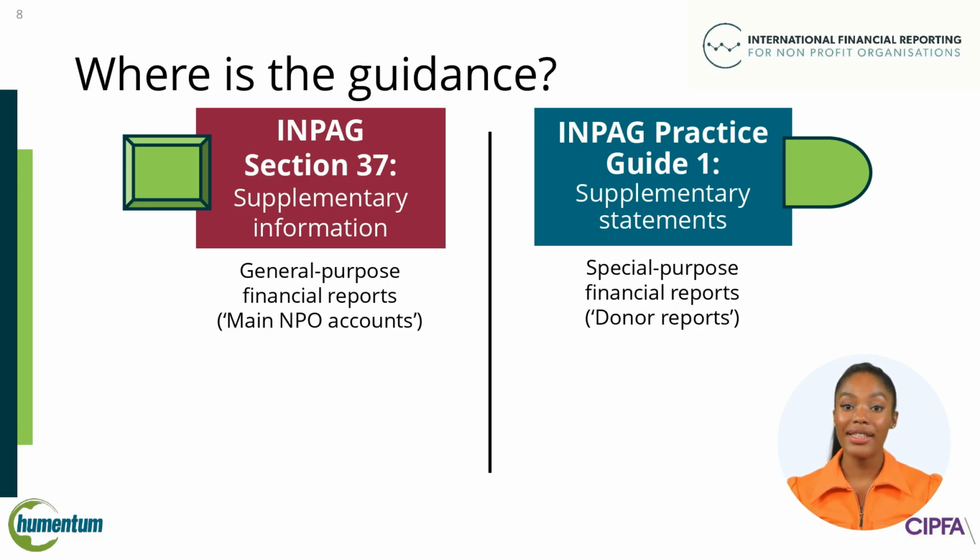INPAG provides guidance about general purpose financial reports. This includes the financial statements, which are commonly called the annual audited accounts, and a narrative report. In this video, we will refer to the financial statements as the main NPO accounts. The guidance about special purpose financial reports is in INPAG Practice Guide 1, Supplementary Statements. It sits outside of INPAG.